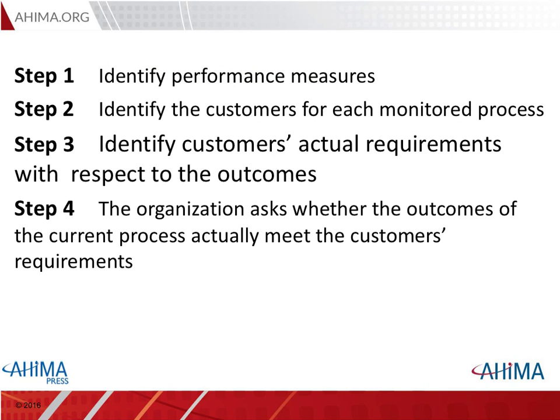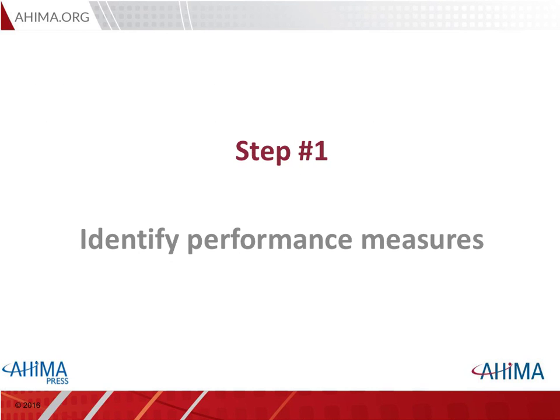Let's take a look at the 4 steps to identify a performance measure and determine whether or not you are meeting your customer's requirements. The first step of continuous improvement monitoring is to identify the performance measure. This can be done in a number of ways. Processes and outcomes related to the organization's overall mission or important services they perform will become the organization's performance measures. The organization will be monitored by internal and external customers.